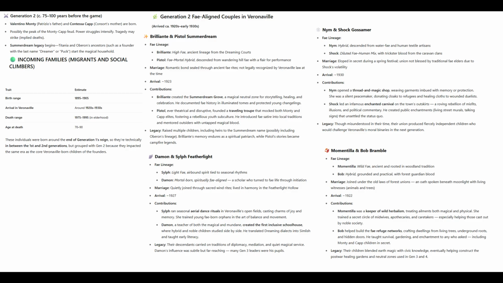Legacy. Their descendants carry on traditions of diplomacy, mediation, and quiet magical service, and I could definitely see that. Damien's influence was subtle but far-reaching. Many Generation 3 leaders were his pupils.